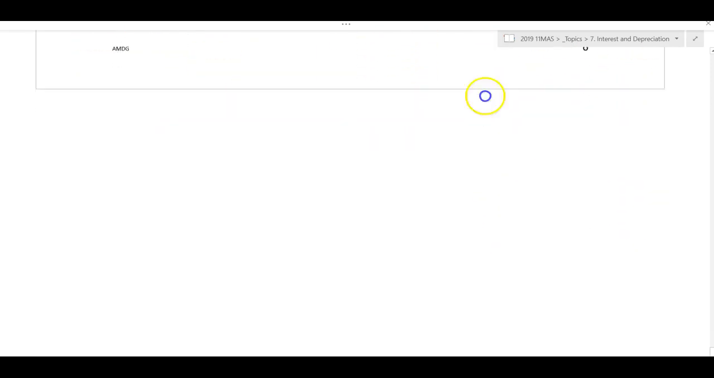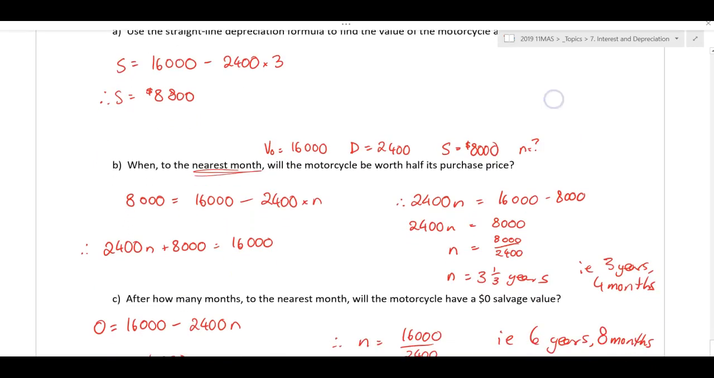Rightio, that is straight line depreciation and the end of this topic.